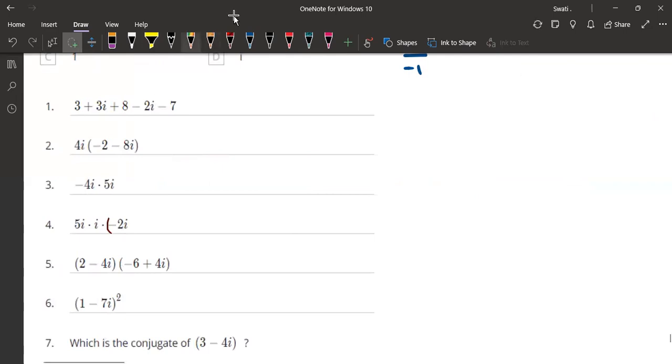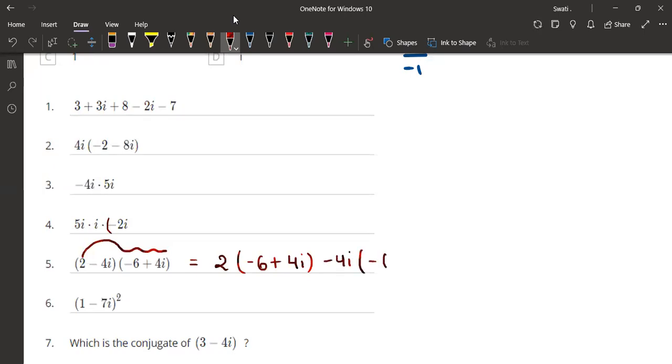Okay, so we are here on our fifth question, and in the fifth question, we need to simplify this, right? Using the distributive property, first 2 will get multiplied with minus 6 plus 4i. Right? That is what happens, 2 with everything. And then minus 4i again with everything, that is minus 6 plus 4i. Now, I'll just write it down here. So 2 into minus 6 is minus 12. 2 into 4i is 8i.